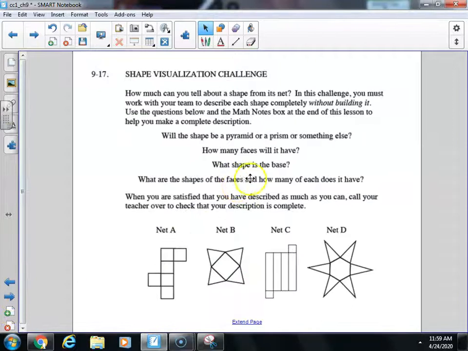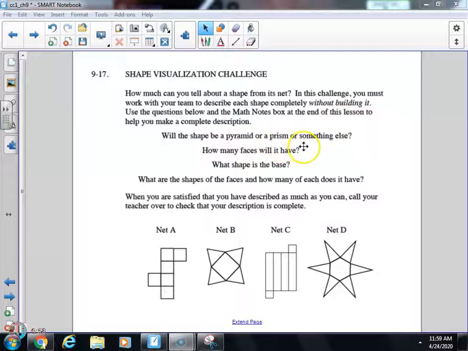So moving on to 17. Now we're doing a visualization challenge. How much can you tell about a shape from its net? In this challenge, you must work with your team to describe each shape completely without building it. Use the questions below in the math notes box at the end of this lesson to help you make a complete description. Will the shape be a pyramid or a prism, meaning does it come to a point, or is it made up of all rectangles, or will it be something else?